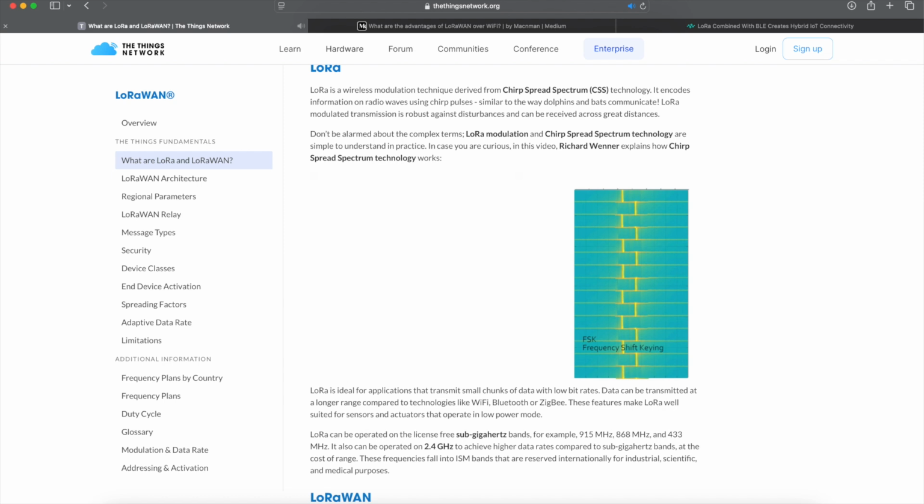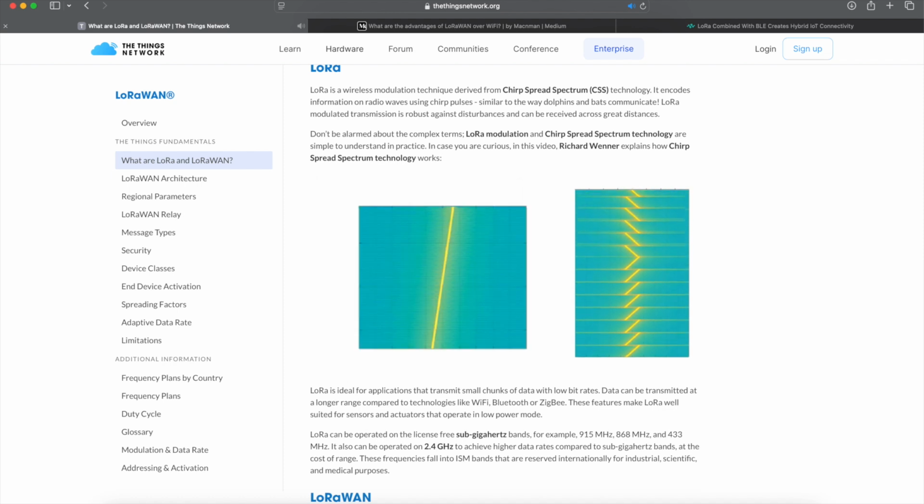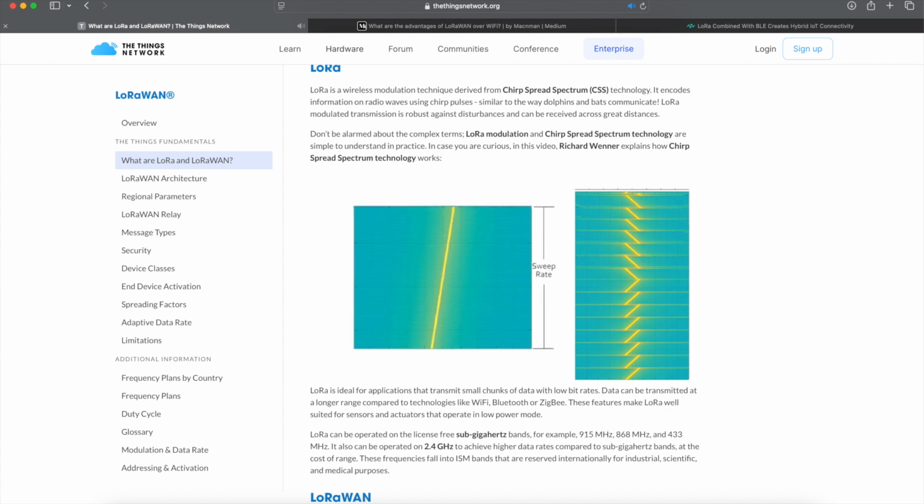FSK is important as it's simple to produce and detect and is referred to in LoRa radio transmissions. But LoRa goes further and in doing so becomes more complex and even more resilient to background noise. Rather than just use the two frequencies of FSK, it sweeps between the two like this, up and down. Now, there are two parameters that may be changed on both the rising and falling signals. These are the rate at which the sweep changes, call this the sweep rate, and the range over which the sweep could change, call this the bandwidth.